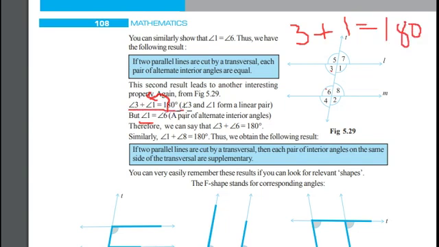We can rewrite this statement as this. If two parallel lines are cut by a transversal, then each pair of interior angles on the same side of the transversal are supplementary. These interior angles are on same side of the transversal. When we add these two, we will get supplementary. Sum of these two angles will be equal to 180 degrees. Similarly for measure of angle 1 and measure of angle 8.